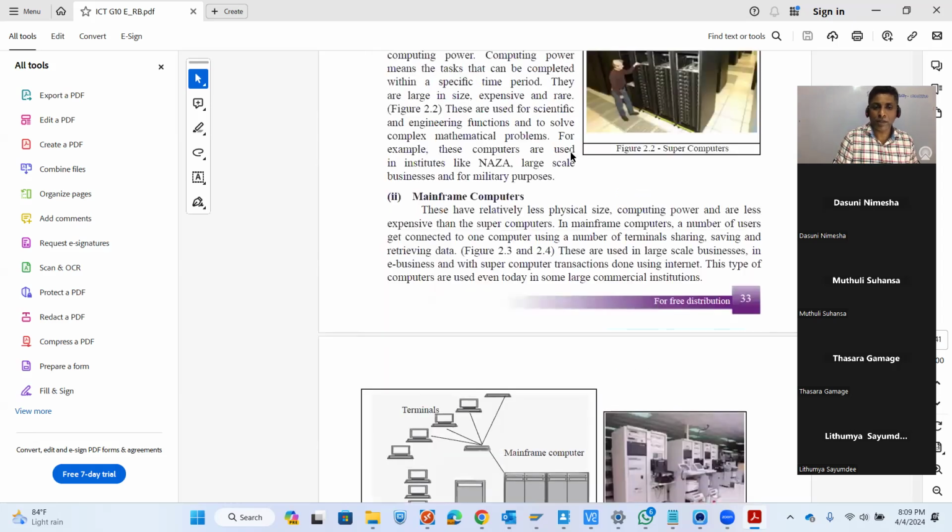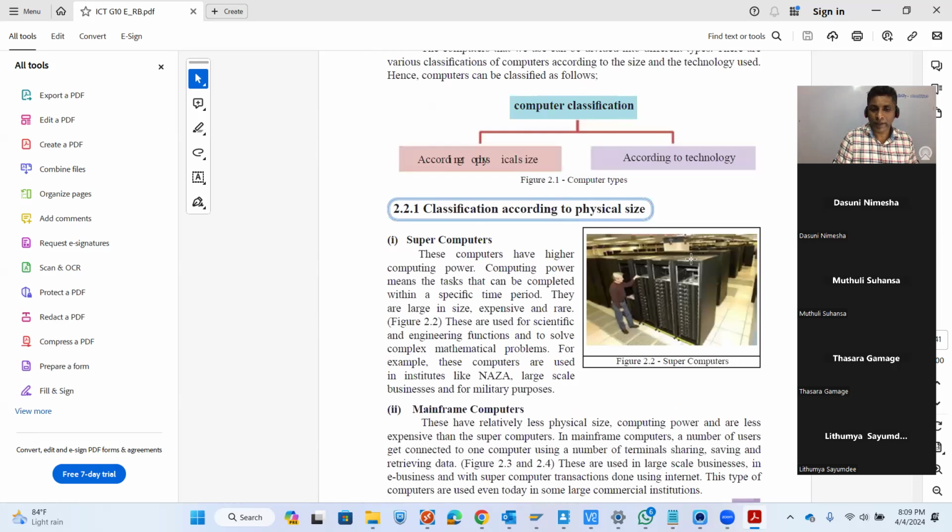Computers need a controlled environment, right? They generate a lot of heat. So you need very high cooling power.